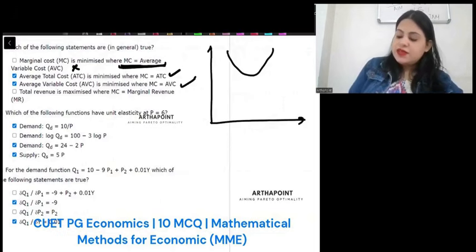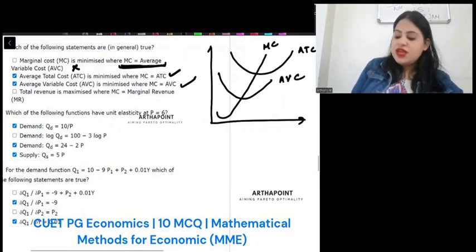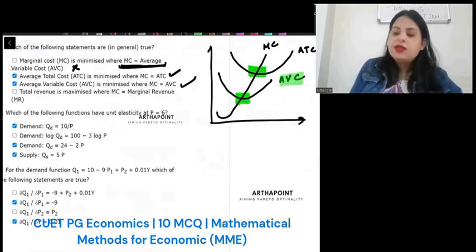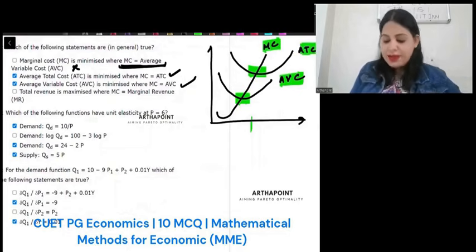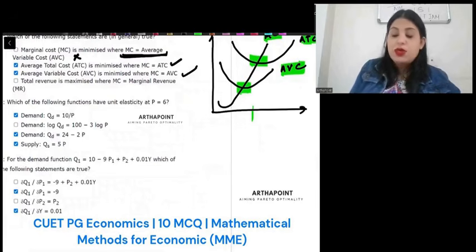Ye upar ATC hai. This is ATC. This is AVC. This is MC. So MC cuts both of them at its minima. And when MC cuts AVC, MC is equal to AVC. When MC cuts ATC, MC is equal to ATC. That's how it happens.